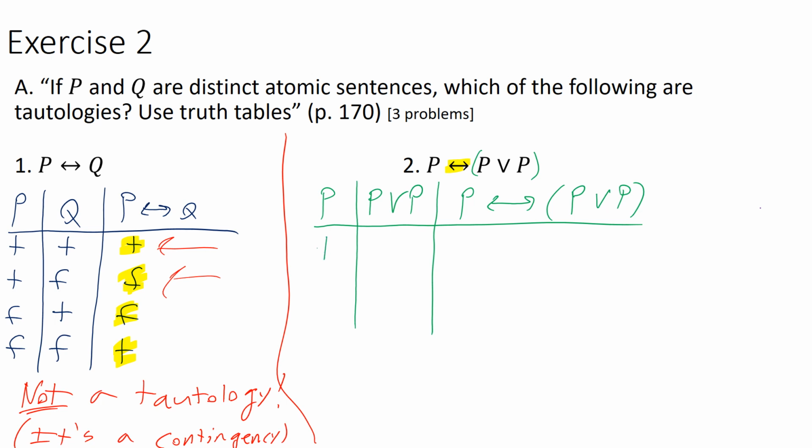So P can be true or it can be false. P or P. We know P is true, so that's true. P or P. But P is false, so that can only be false. Okay, so now let's look at our biconditional. We have true, true. So this value here is true. This value here is true, so that's true. And then we have false, false. So that's true. So we only can get a true outcome. So this is a tautology.